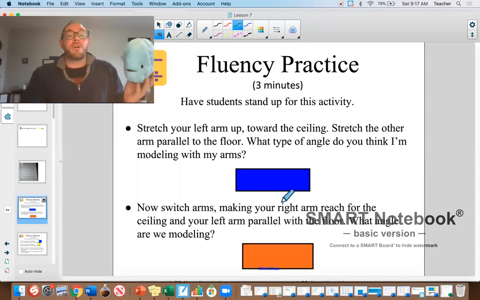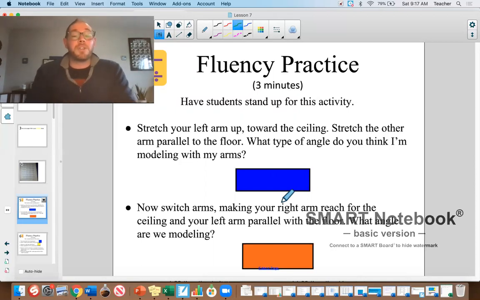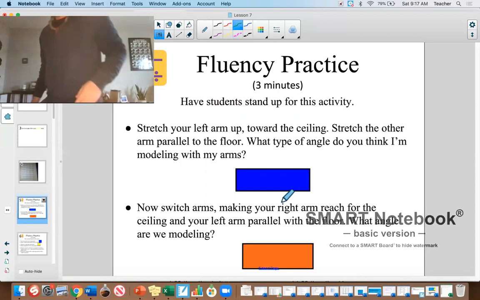All right, we are going to be doing some fluency practice first. And in order to do this, we are going to need to stand up. So I'm going to be modeling what you need to do to stand up. I'd like you to just stand behind your chair and you can do this as you watch the video. So here we go.